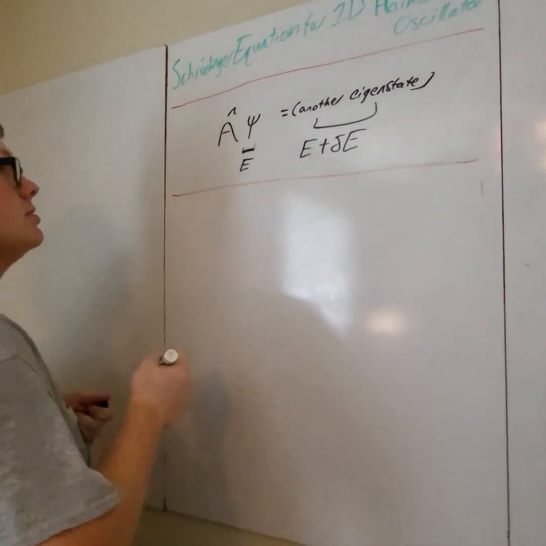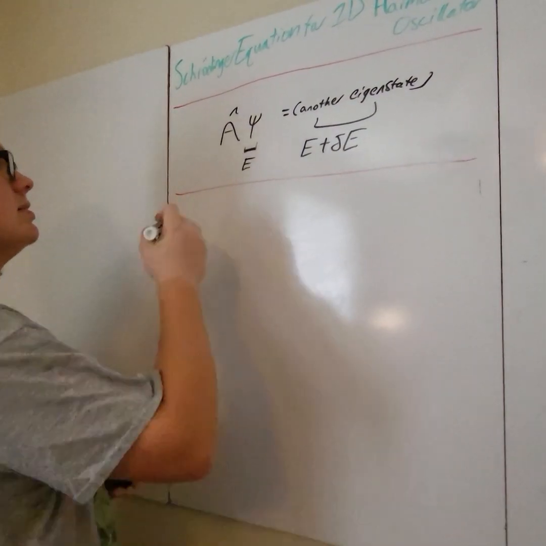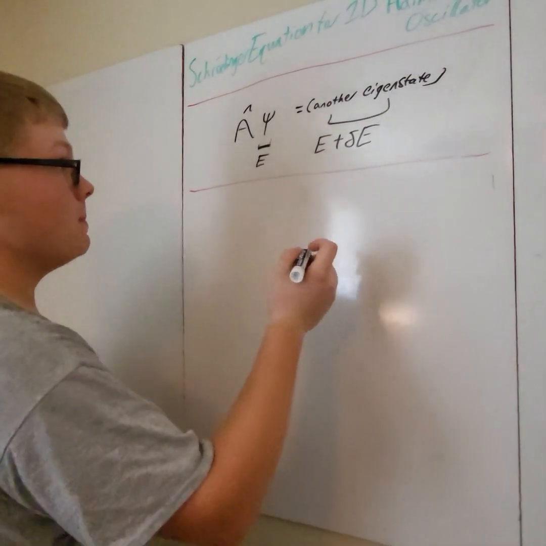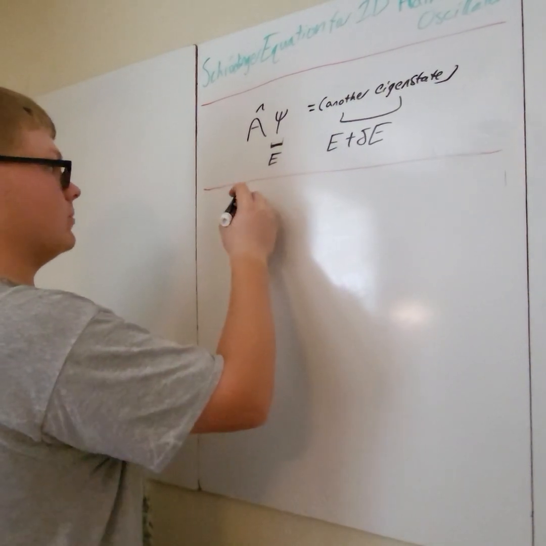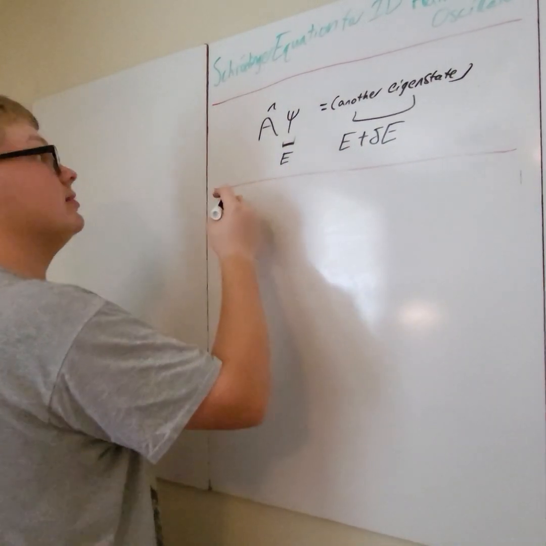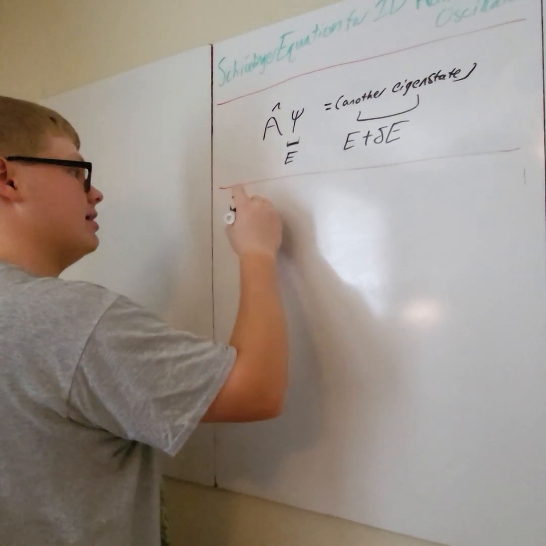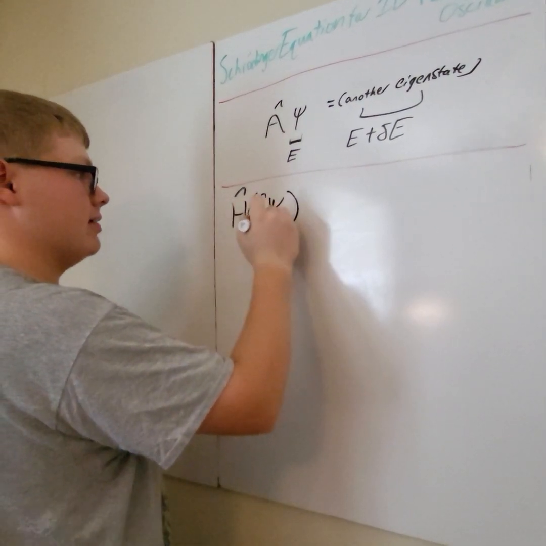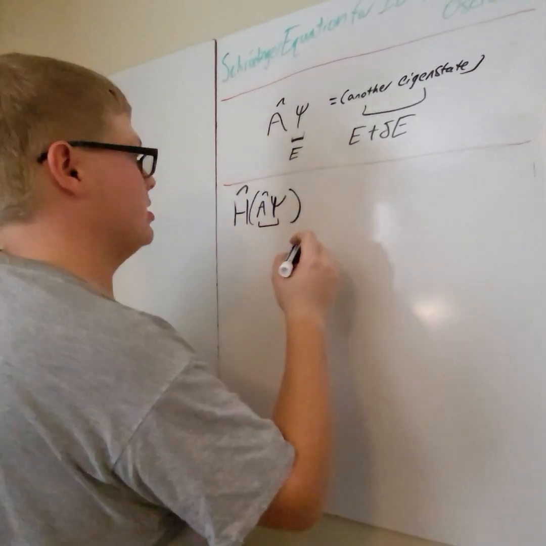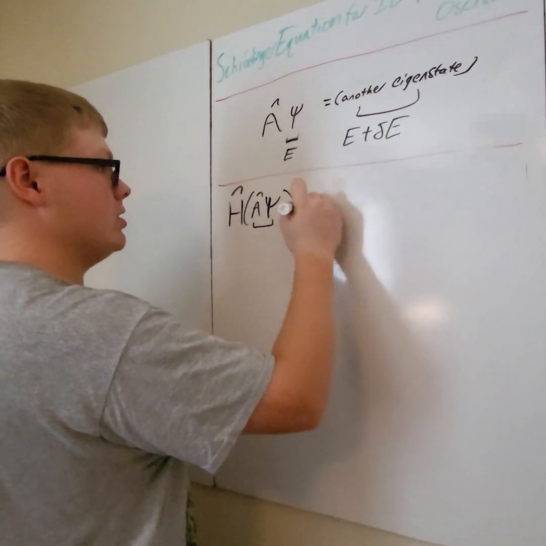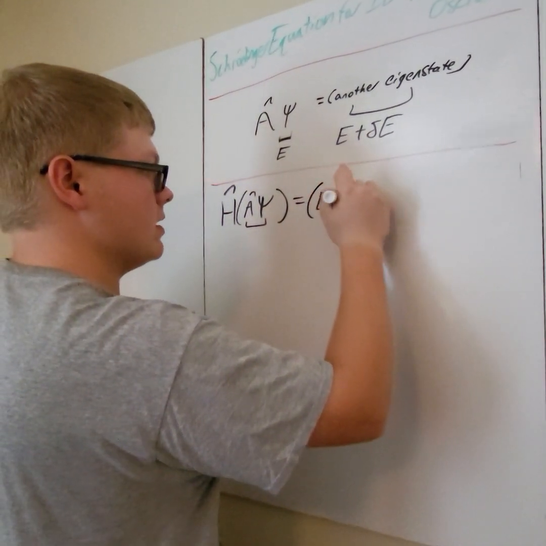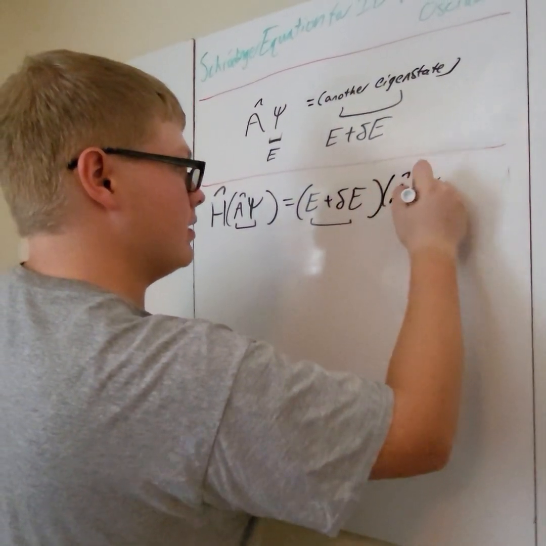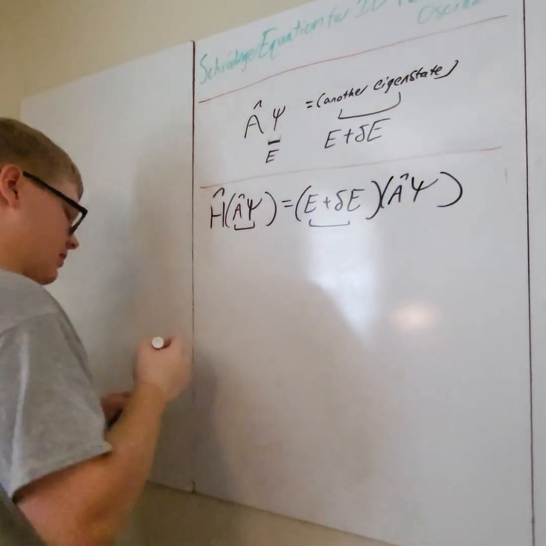Okay, so in that, another way of putting this is that when you act the Hamiltonian operator on this new eigenstate, which is A hat acting on psi, it equals another eigenstate, but with the eigenvalue E plus delta E, acting on the new eigenstate. It's a new eigenvalue equation.